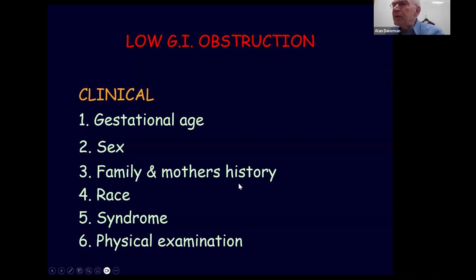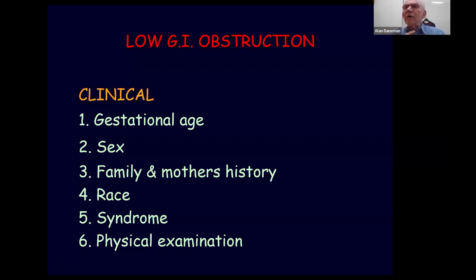You want to know the mother's history. Is the mother diabetic? Because then there's an increased incidence of functional immaturity, even in full-term babies. Some races do not have the same incidence of cystic fibrosis as others. Trisomy 21 has a higher incidence of Hirschsprung's. And then, of course, you want to know the physical examination. Did the clinicians actually examine the anorectal area, to make sure that there's no anorectal malformation?